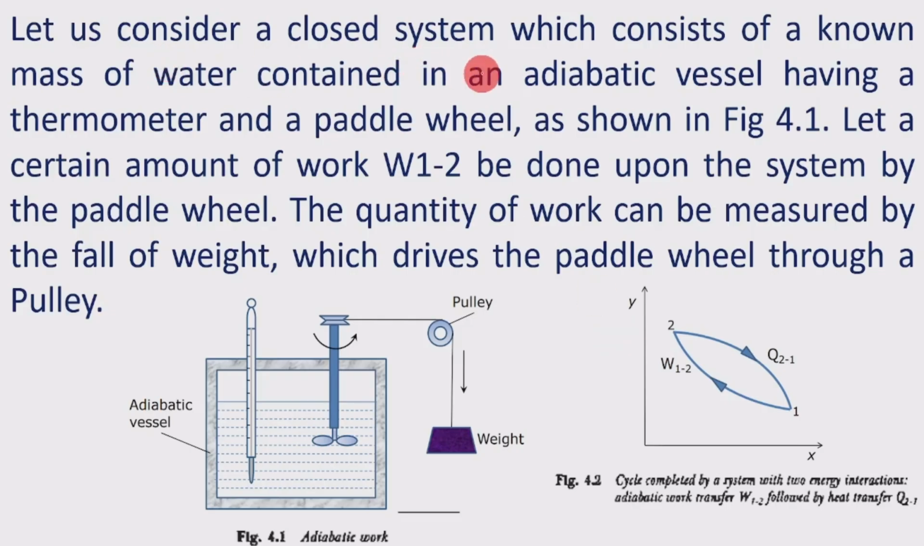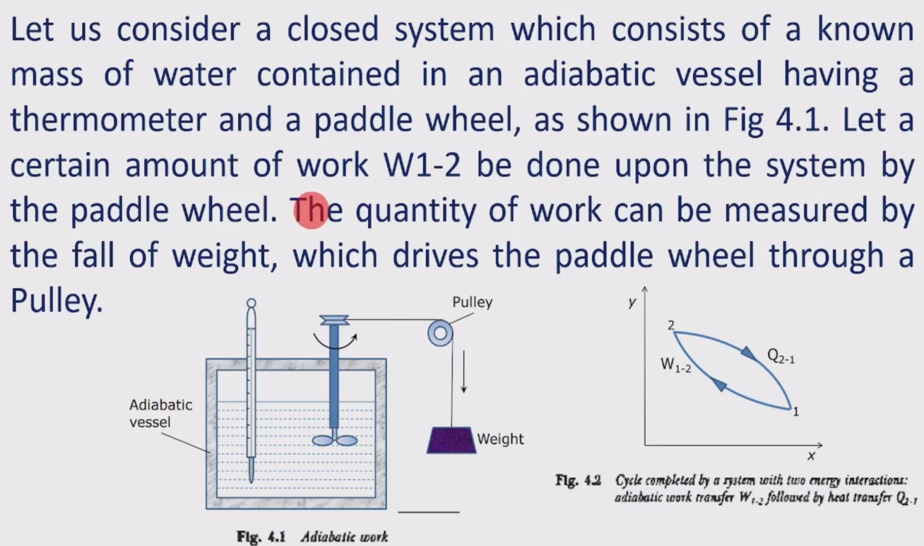Let us consider a closed system. This closed system consists of a known mass of water contained in an adiabatic vessel. That means there is no heat transfer through this wall. It has a thermometer and a paddle wheel as shown in figure 4.1. The thermometer and a paddle wheel, that is a stirring wheel.